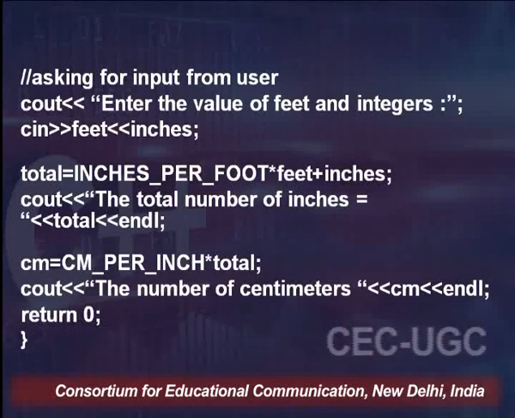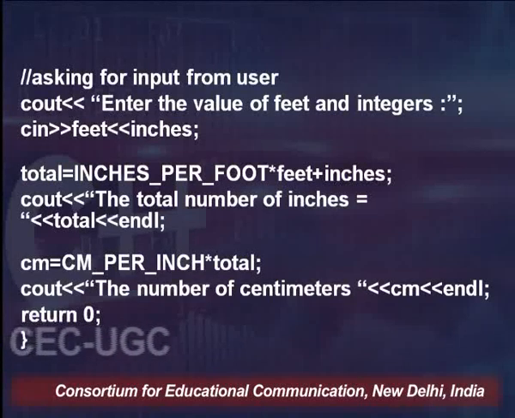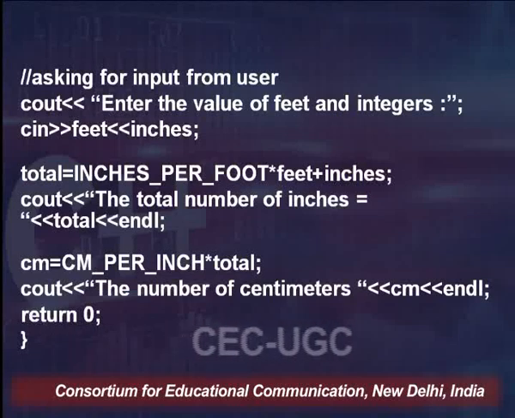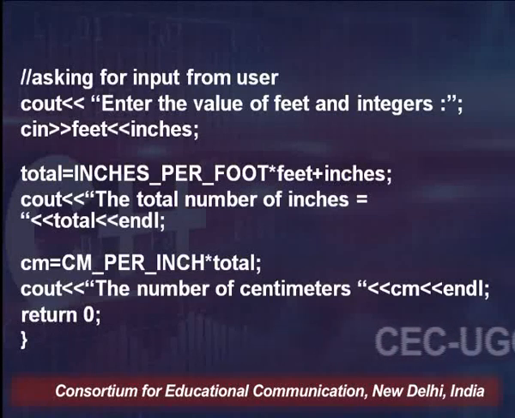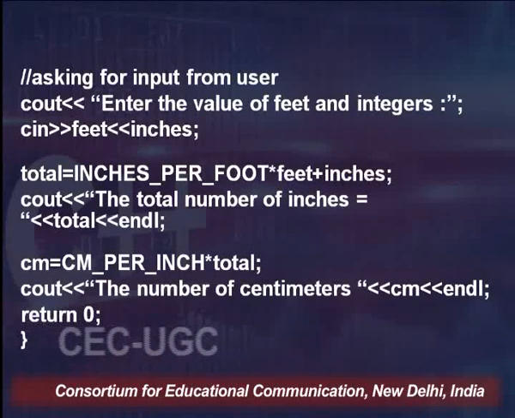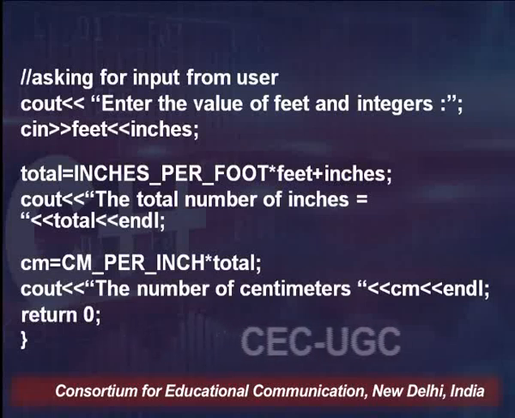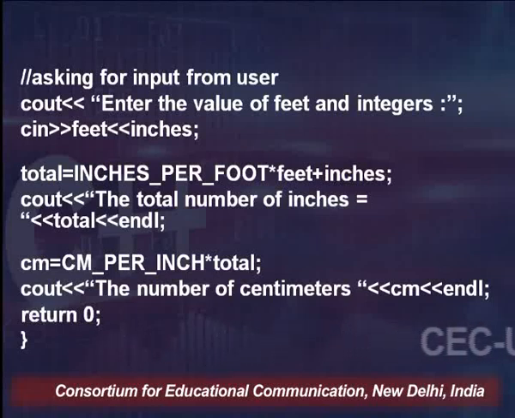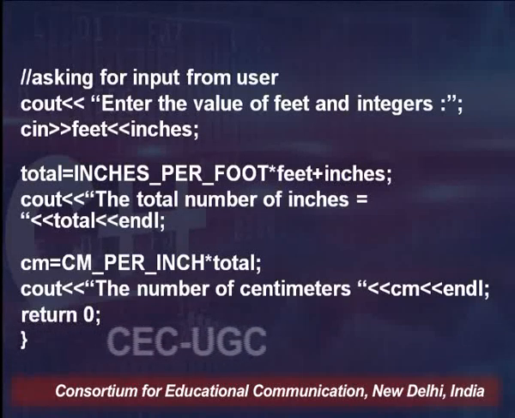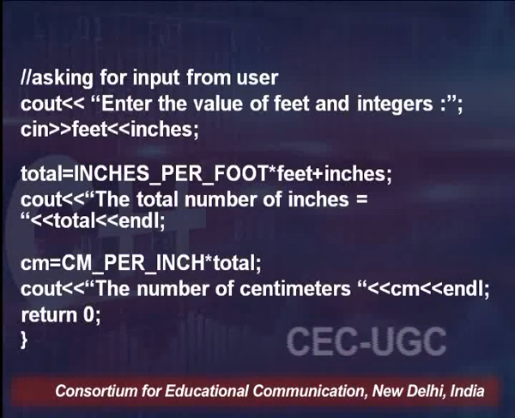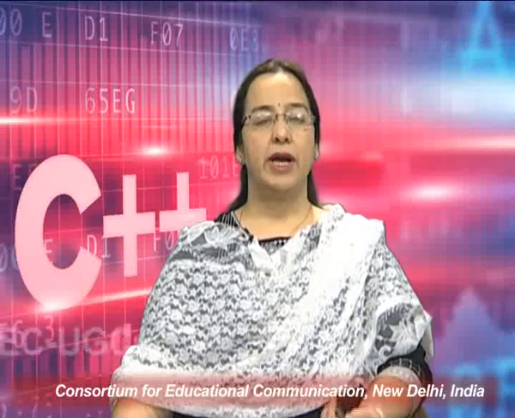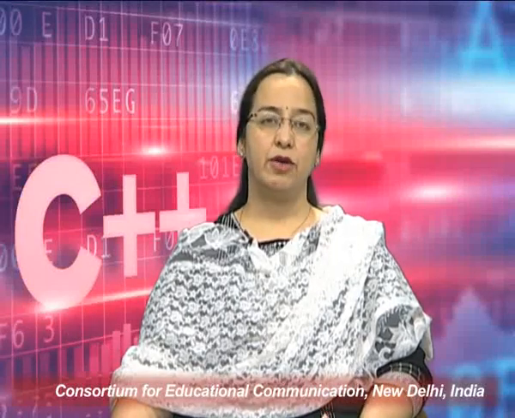Then, taking that, we have calculated one variable, total, which is inches per foot times the number of feet given by the user, plus inches, and this is again printed. So the total number of inches is equal to total, and please mark the use of endl here, which we talked about in previous lectures, in which we covered manipulators. So endl is one thing here which is a manipulator.